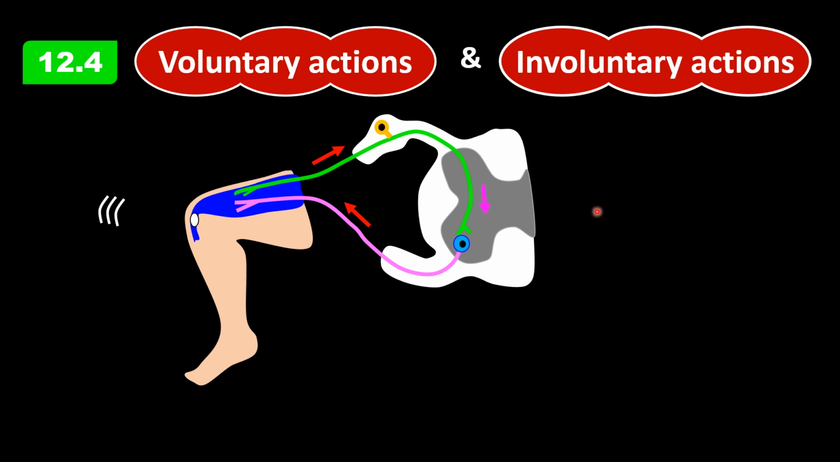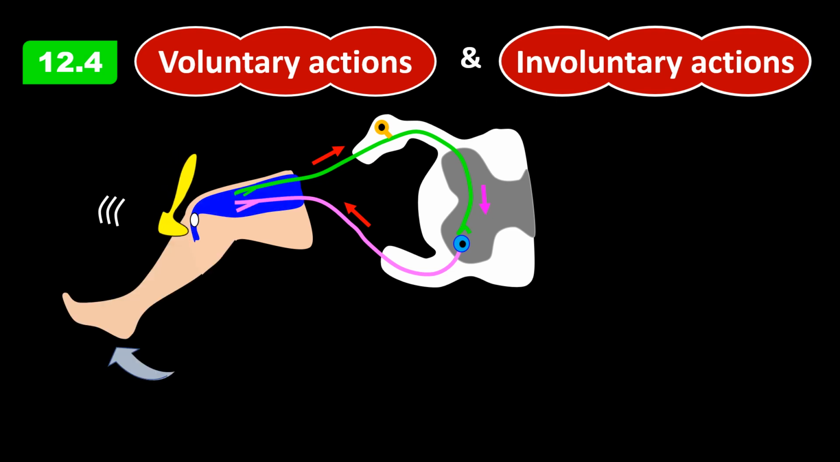So let's take an example of an involuntary action like the reflex action shown here. It's called the knee-jerk reaction. Watch it. Now, how does this reaction occur? Let's find out more.